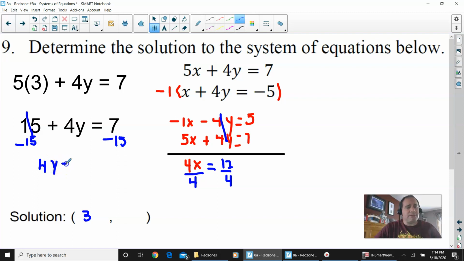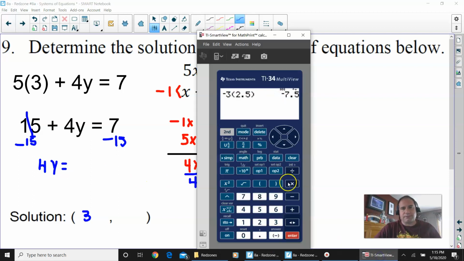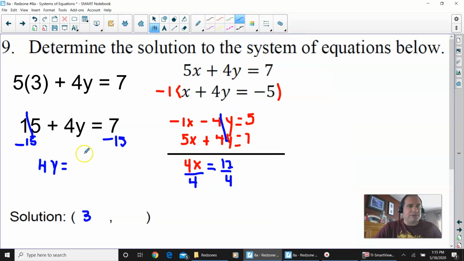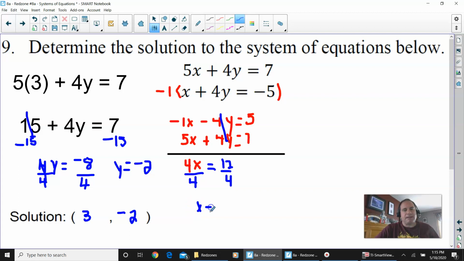I have 4y equals, and it's 7 minus 15 is, just to make sure, 7 minus 15, negative 8. So that's good. Divide by 4. Y is negative 2. Make sure you put that down. That is all the work that you have to show. X equals 3. And that is basically it.